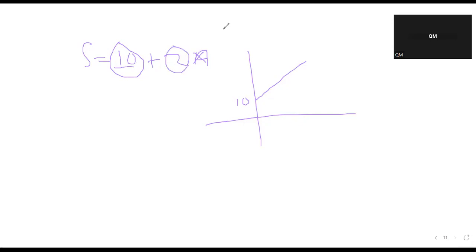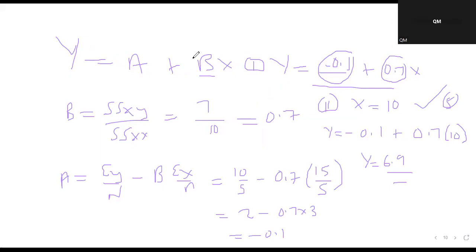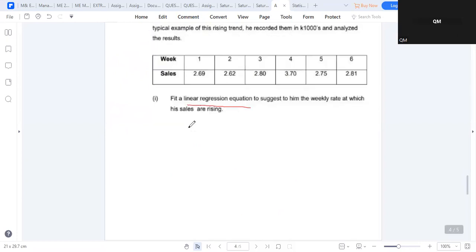Similarly here, this gradient should be actualized to the question, the way the question is coming. So here we've been asked, what are we dealing with? The owner of a shop. His sales are rising significantly every week. The trend is recorded in each week and being analyzed: week 1, week 2, week 3, then the sales. So come up with the linear equation.